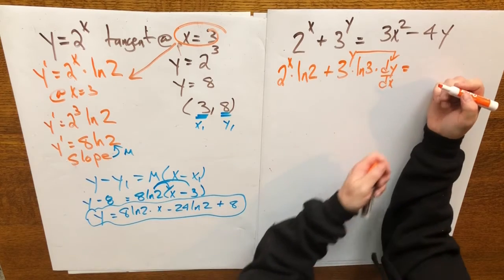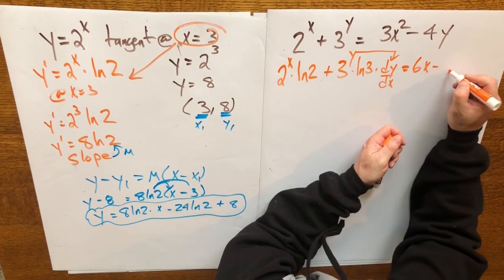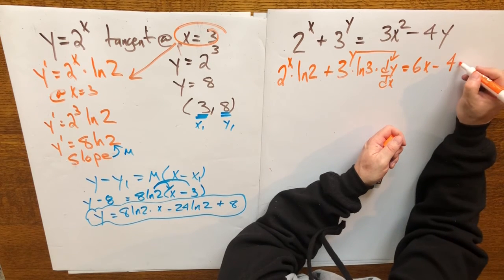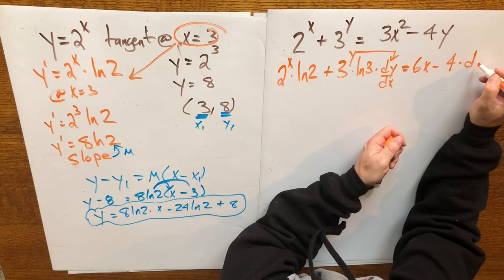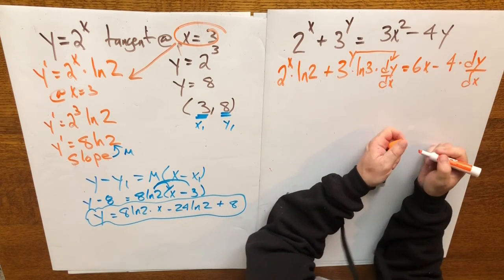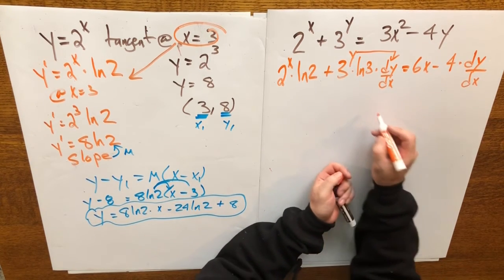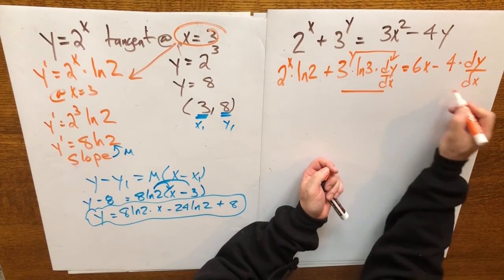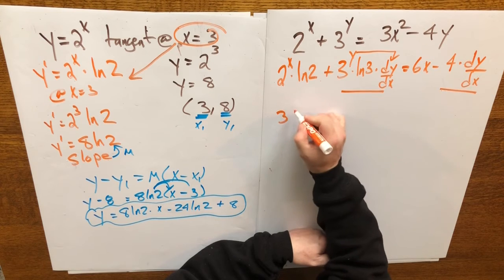And that's going to equal the derivative of 3x squared is 6x minus the derivative of 4y is 4 times the derivative of y with respect to x. Excuse me. So the derivative of 4y is just 4 times the derivative of y, which is dy over dx. So I have two terms with dy over dx in them. I'm going to move them to the left-hand side.